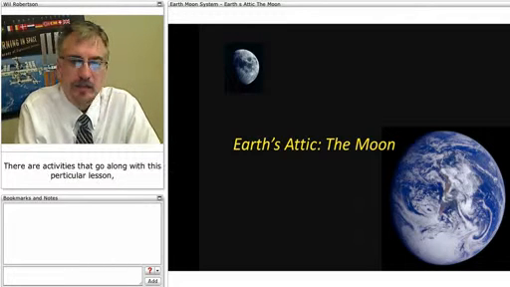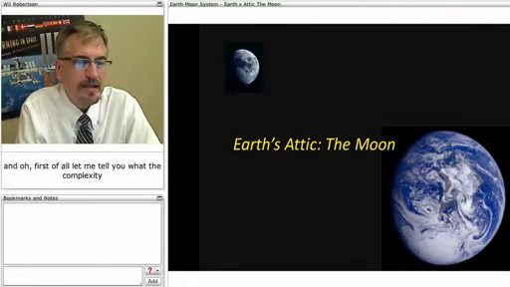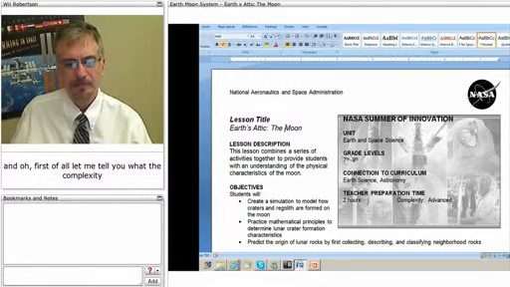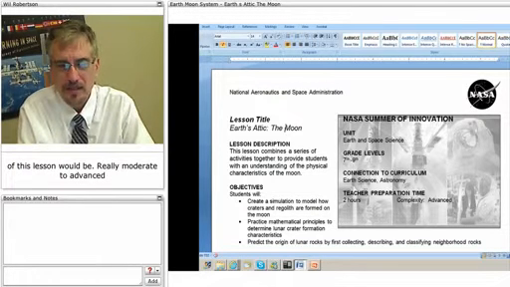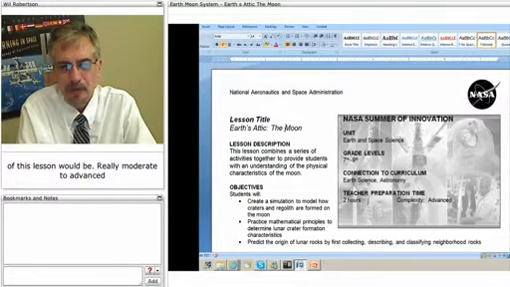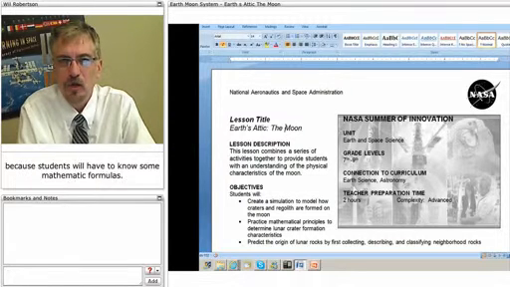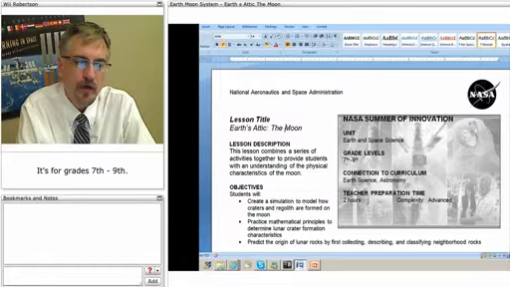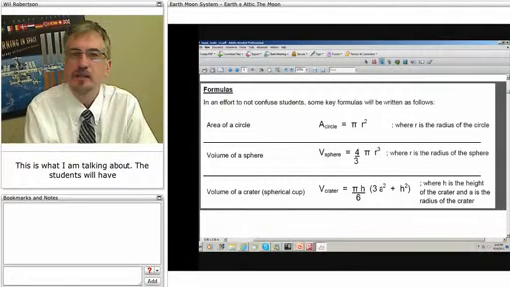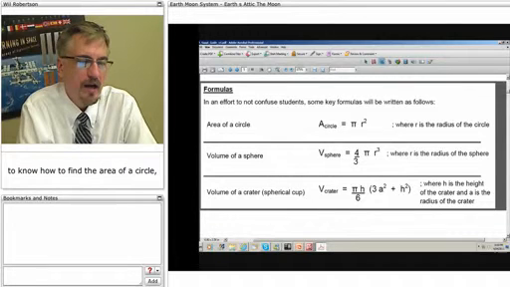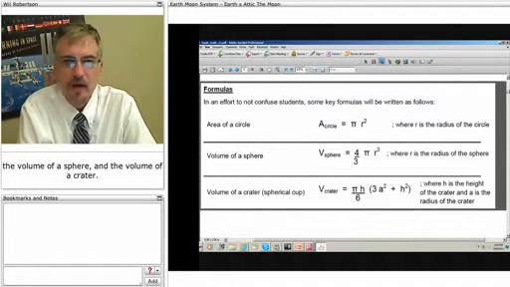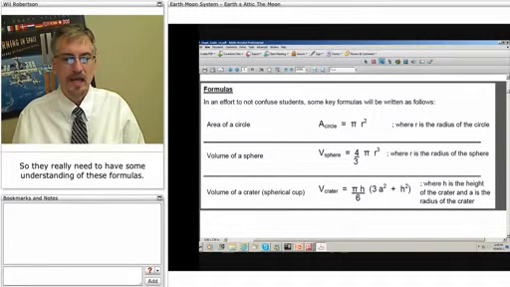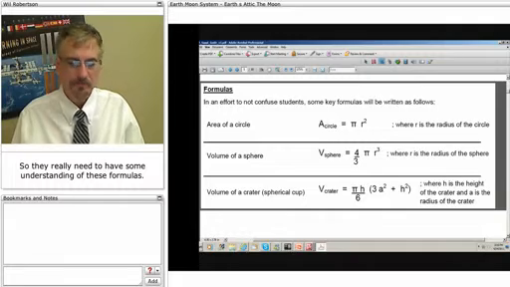There are activities that go along with this particular lesson, and first of all, let me tell you that the complexity of this lesson would be moderate to advanced, because students will have to know some mathematical formulas. It's for grades 7th through 9th. The students will have to know how to find the area of a circle, the volume of a sphere, and the volume of a crater. So they really need to have some understanding of these formulas.